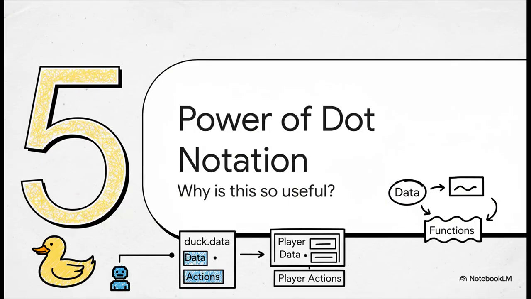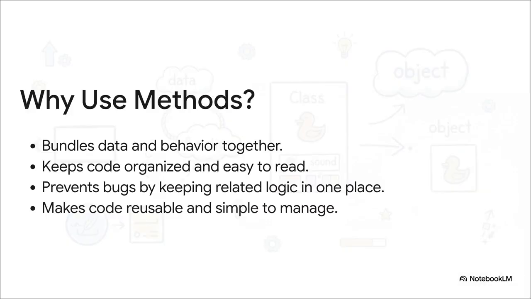Okay, so we've seen a couple of examples now. Let's zoom out and get back to the big question. Why are we doing all this? Why is writing player.level_up so much better than having a separate function like level_up_player(player_data)? So here's the bottom line. When you use methods, you are literally bundling an object's data and its behaviors together in one neat package. This automatically makes your code cleaner and so much easier to understand.